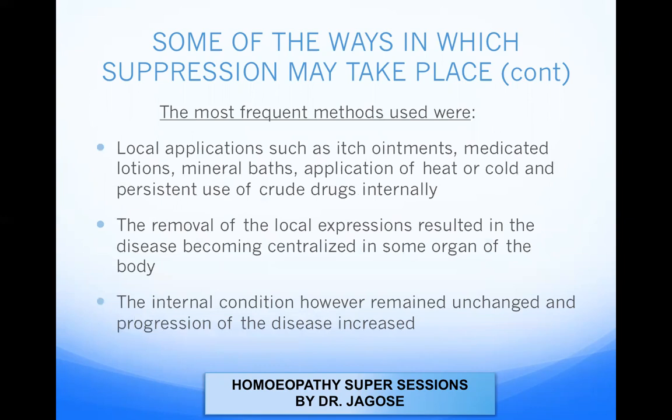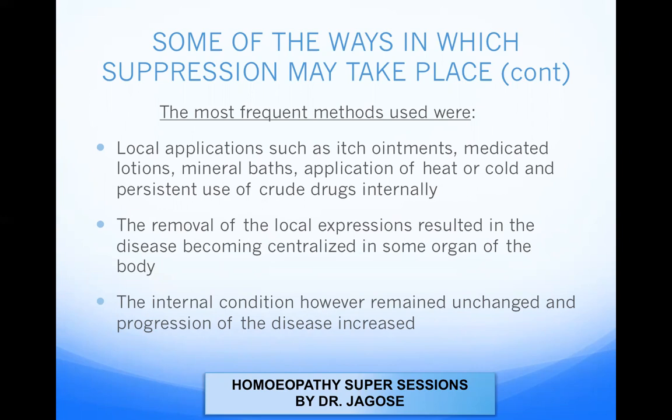The most frequent methods used were the local applications such as itch ointments. During Hahnemann's time, the itch ointments were made of sulfur, zinc, and lead. Medicated lotions, mineral baths, application of heat or cold, and persistent use of crude drugs internally were also used. The removal of the local expressions resulted in the disease becoming more centralized in some organ of the body.